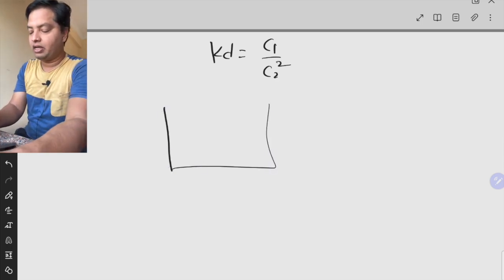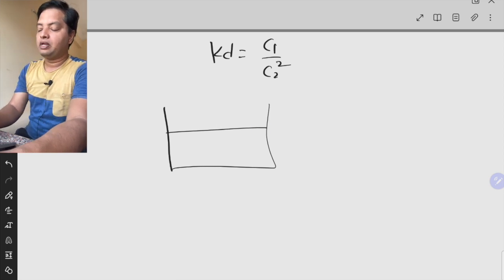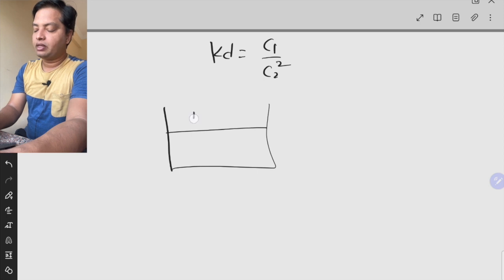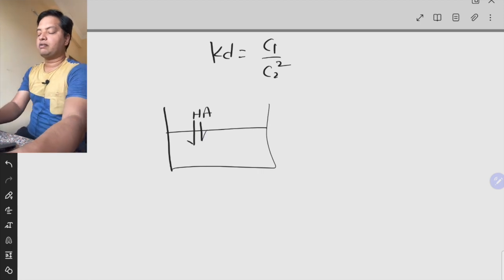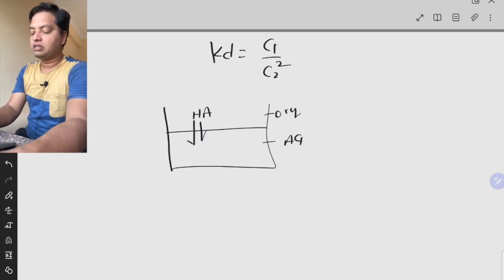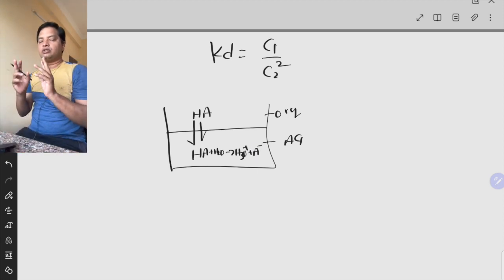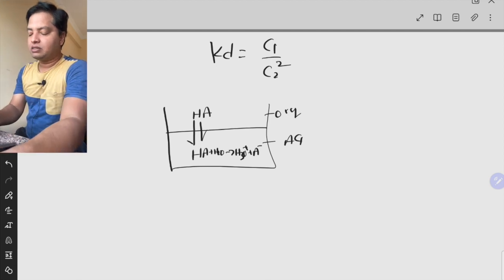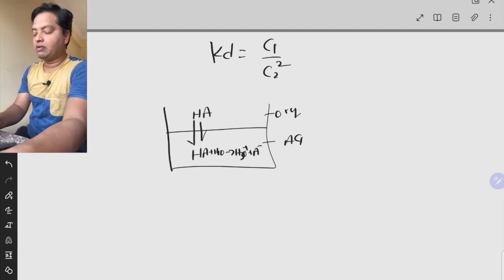So, assume that we have an organic and aqueous layer here. When you add a molecule to this layer, what happens? This HA molecule will first partition between organic and aqueous layer. This is organic layer, this is aqueous layer. When it comes to the aqueous layer, this HA molecule will react with water molecule and form H3O plus and A minus. So, it is dissociating into two molecules. In this case, how to derive the equation? We will try to write the equation for this one.